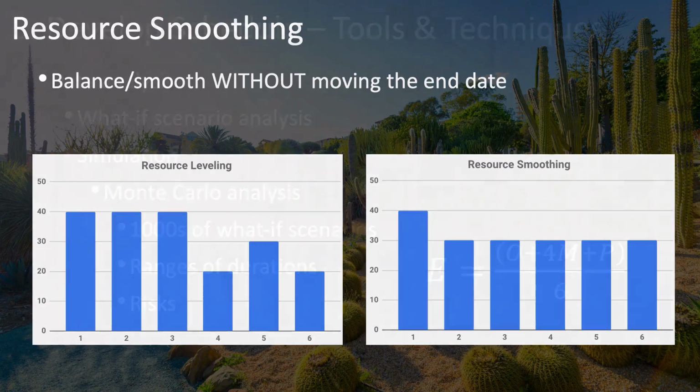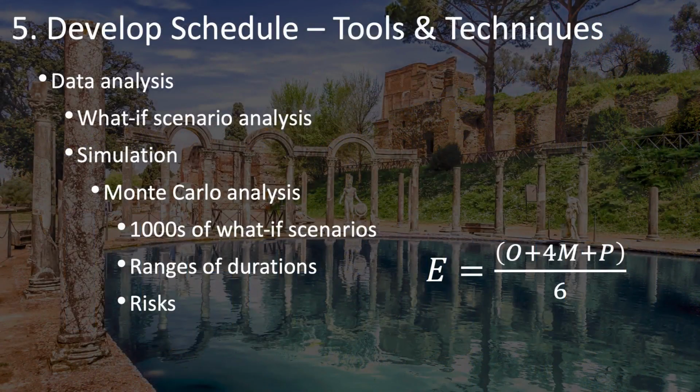Next, we come to data analysis. The first is what-if scenario analysis. This is simply asking yourself the question, what if this were to happen, or what if that were to happen, and using your software to plug in those changes and see how it affects the rest of your project schedule. Using modern software applications, this is relatively simple.